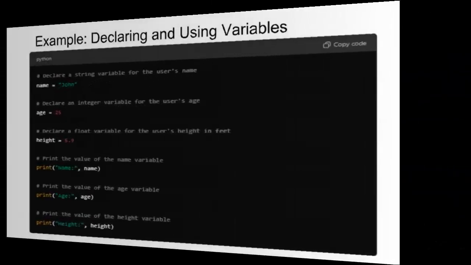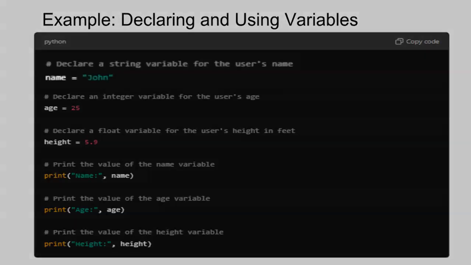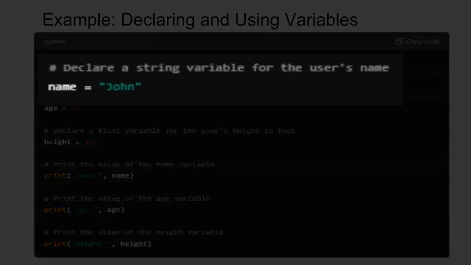In this example, you will see how to declare variables, assign values to them, and use them in a simple Python program. Each line of code is explained to help you understand the basic concept of variables in Python. Here's an explanation of the above code. Line 1, name equals John. This line creates a variable called name and assigns it the string value John.